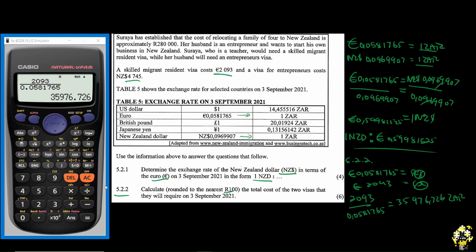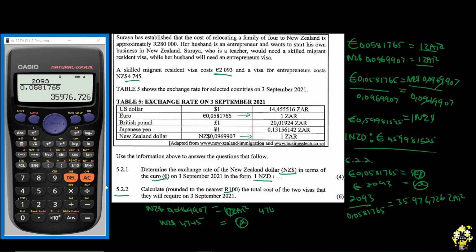For an entrepreneur, it's the one in New Zealand dollars. So what does the New Zealand dollars say? It says that for the New Zealand dollars, 0.0969907 is actually equal to 1 South African rand. Where is our New Zealand dollars? On the left. Therefore, we are going to say New Zealand dollars on the left. 4745 is equals to X. Cancel X, cancel 1. You're left with these ones. What do you do to them? You have to divide them.